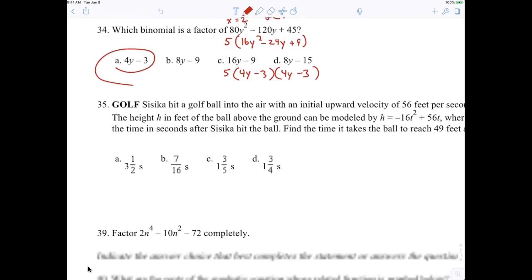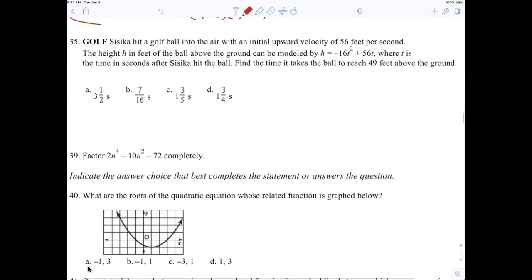All right, here we go. Now, this formula is actually the height of the ball if it's been hit at 56 feet per second. Now, you want to know when it's reached a height of what? 49. So you're supposed to set that equation equal to 49. So negative 16t squared plus 56t has to equal 49 feet. That's what you're looking for. Everybody okay with that? And now it's just a quadratic.